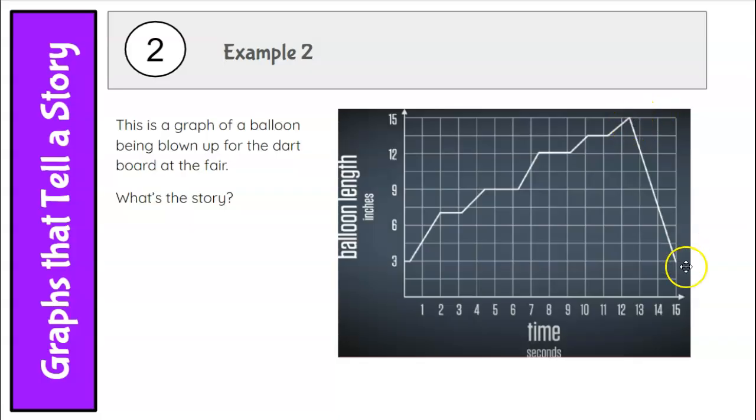And then what happens here? The person blowing up the balloon let go of it and it let out all of the air that was in there. So that's some examples of how you can read a graph and come up with a potential story that matches it.